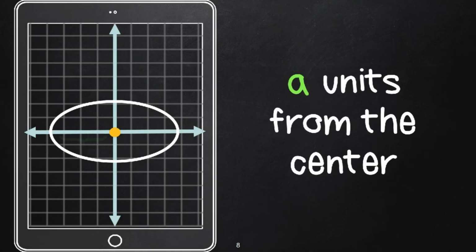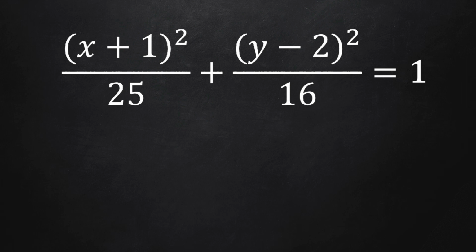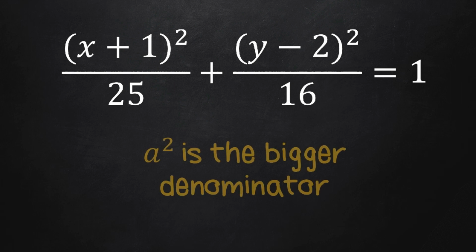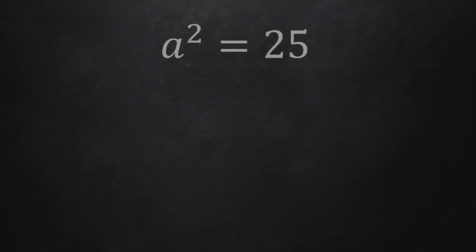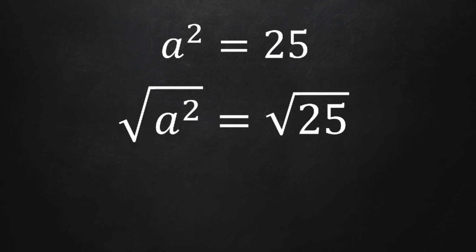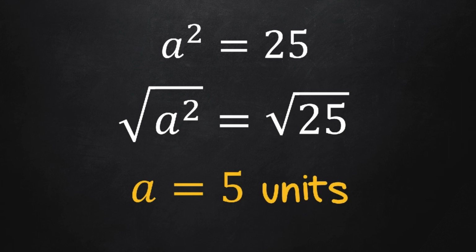Vertices. As stated a while ago, a vertex is a units from the center. Given the same equation, we need to find a, but before that, let's identify the value of a squared, which is the bigger denominator. The bigger denominator will be 25. Let's solve for a. a squared equals 25. The square root of a squared equals the square root of 25. Then the answer will be a equals 5 units from the center.